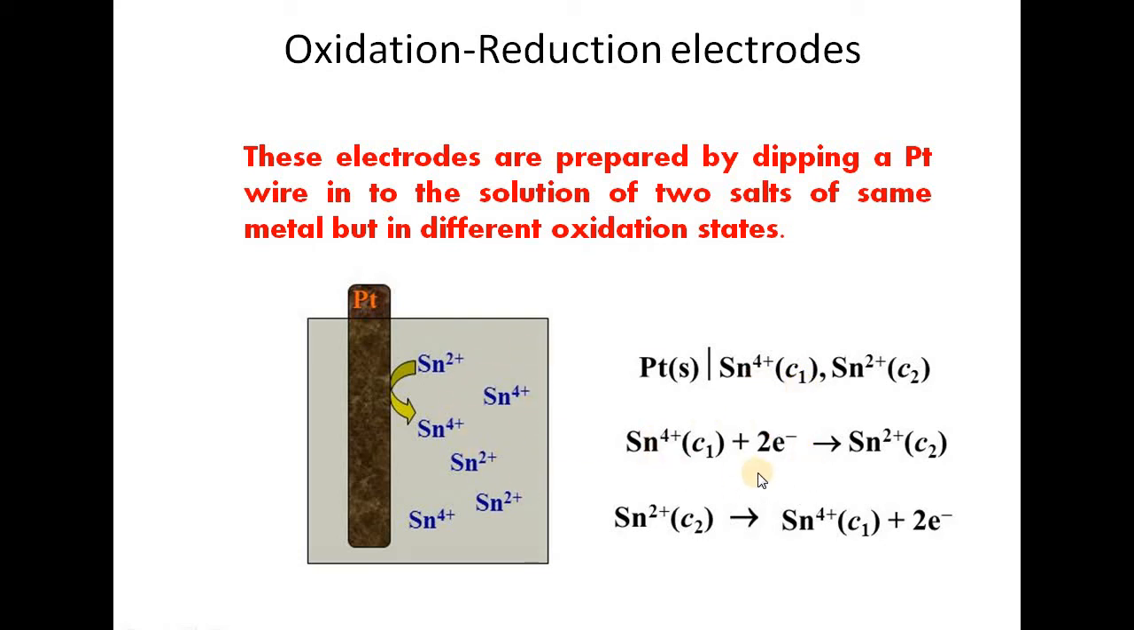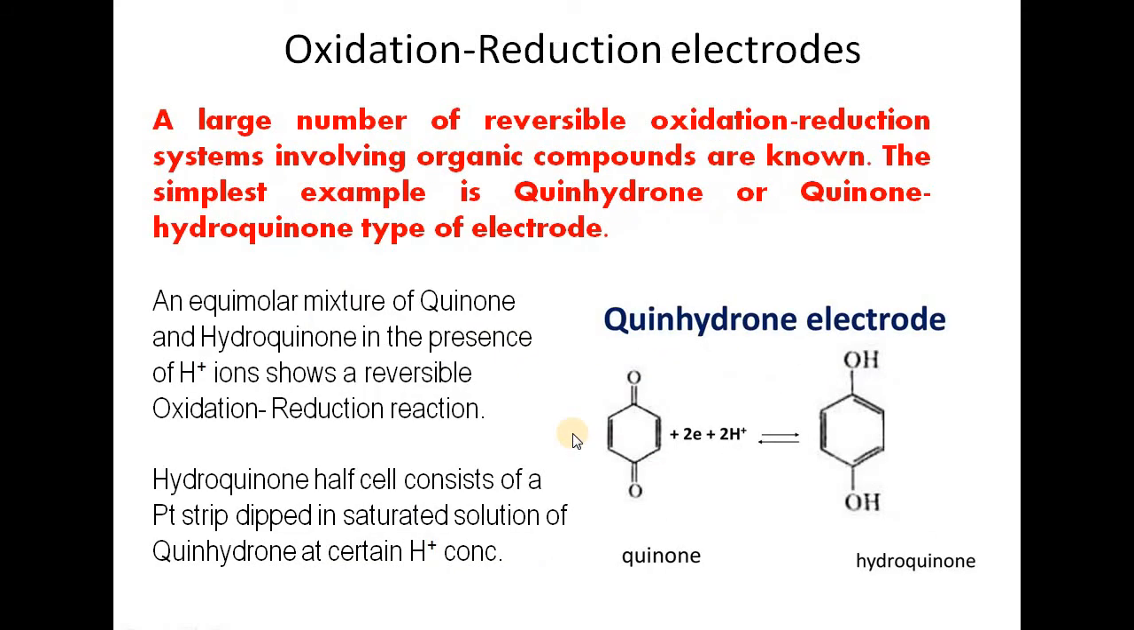When it is acting as cathode, the 4 plus ions take 2 electrons to convert to 2 plus ions. Similarly, when it is acting as anode, the ions in the 2 plus oxidation state convert to the 4 plus oxidation state, releasing 2 electrons. So, in this case, potential is developed because of the tendency of ions to move from one oxidation state to another oxidation state. Now, different types of oxidation-reduction electrodes based on organic compounds are also known.